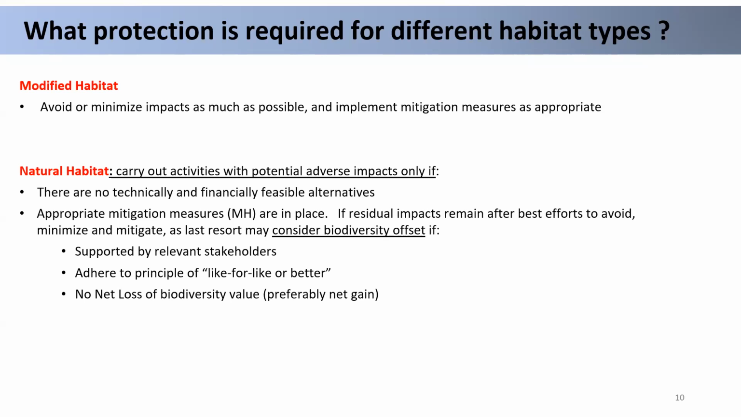And of course, if there is some residual impact that remains after our best efforts to avoid, minimize, and mitigate, as a last resort, we may consider a so-called biodiversity offset, which I will explain in the next few slides. And that's if it's supported by relevant stakeholders, implying that these measures are supported by the local people living in the area, if they adhere to the principles like for like or better, and if there is no net loss of biodiversity value, and preferably a net gain. I will just in the next slide explain all this terminology, so please bear with me.